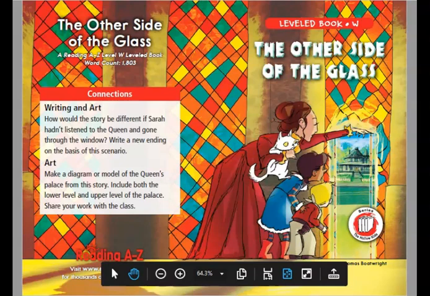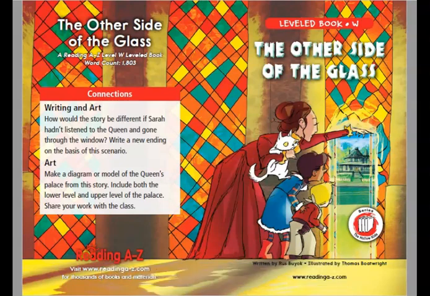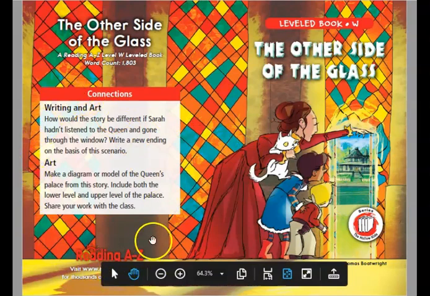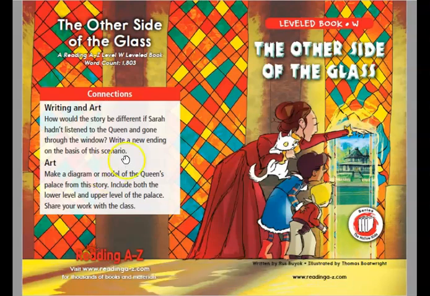Okay, so The Other Side of the Glass. So this week we're working with two fictional stories. So again, at the front here, if you want to do some additional work, how would the story be different if Sarah hadn't listened to the queen and gone through the window? So these are some great additional works that you can do if you want to challenge yourself, and I would love to even see them if you want to email them to Miss Egging. So let's take a peek here.